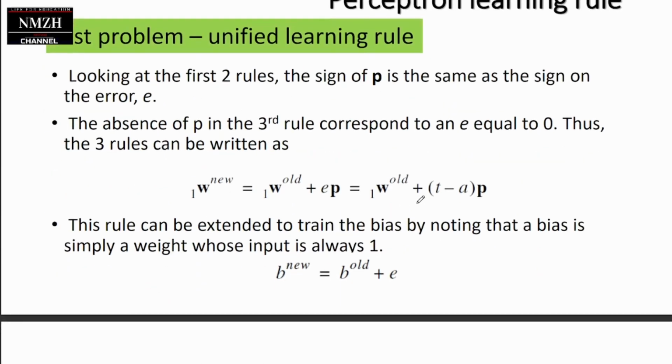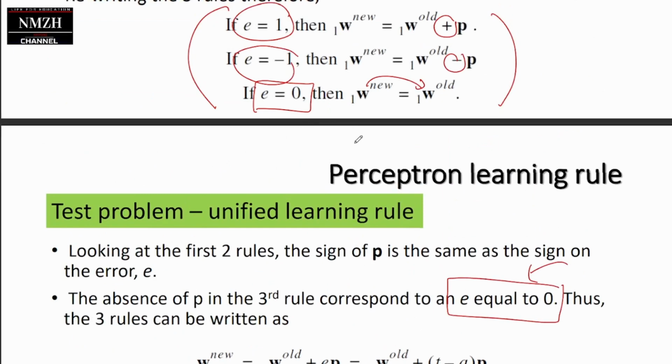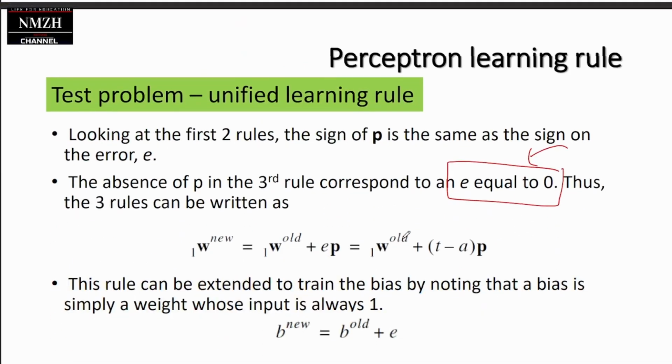Now, looking at the first two, I think that would be okay. So the absence of the third rule corresponds to E equal to 0. So meaning there will be no error in the third iteration. So the three rules can be written as weight new equal weight old plus E p, which is weight old plus (t minus a) p. So meaning this will be similar as this, right? So that would be the new rule to be done.